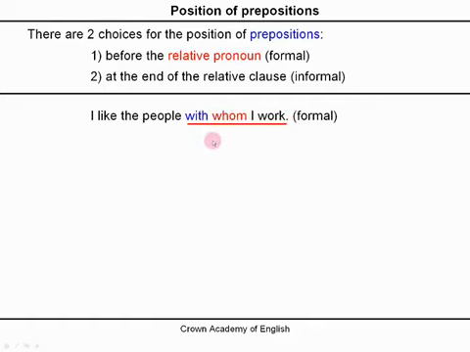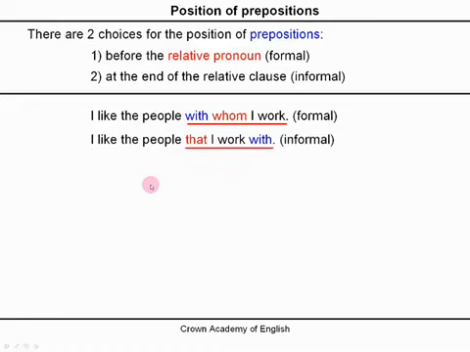I like the people with whom I work. So that is very formal. We have the preposition with before the relative pronoun whom, with whom I work. But much more common, much more informal, we say, I like the people that I work with. That I work with. So here the preposition is at the end of the relative clause.